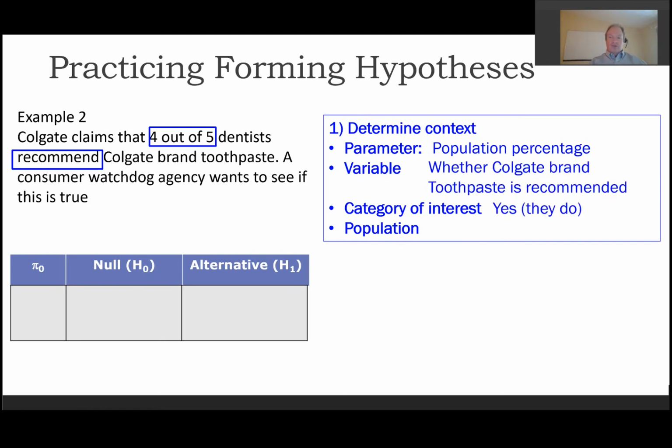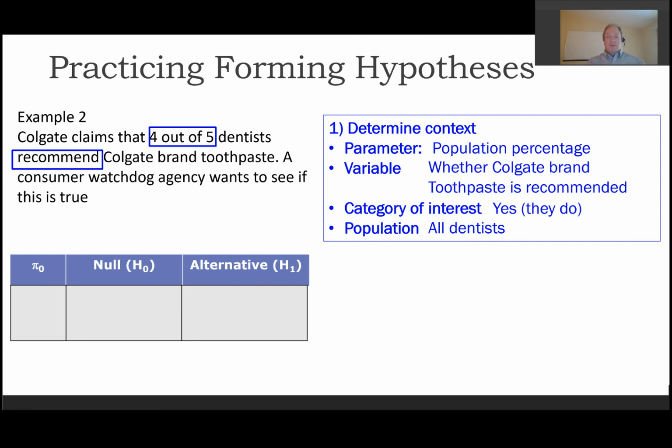Are we interested in whether they do or don't? We're interested in they do. And what is the population? All dentists. And you can sketch this out slightly different ways. I'm parsing the words this particular way, but all roads lead to Rome. As long as you understand how to get these quantities and identify them, you're perfectly fine.